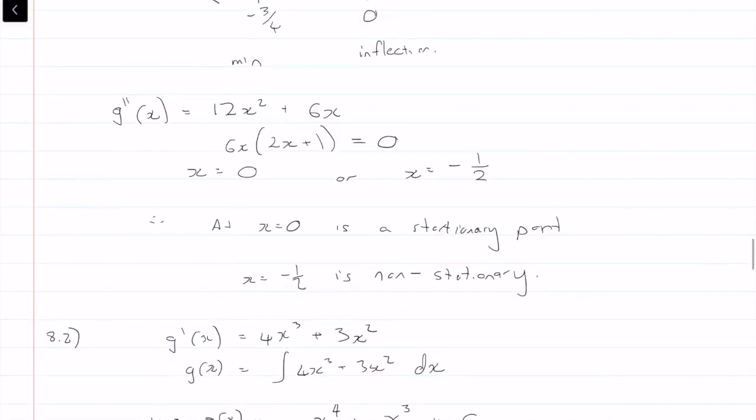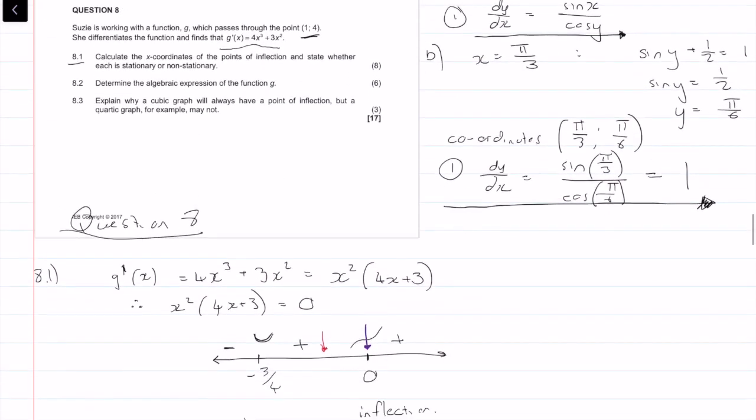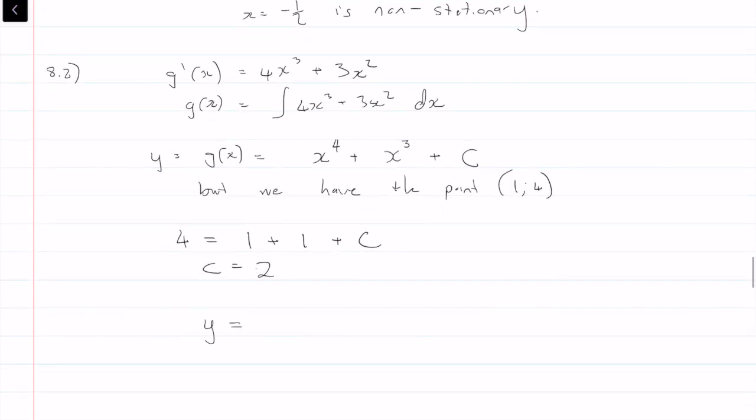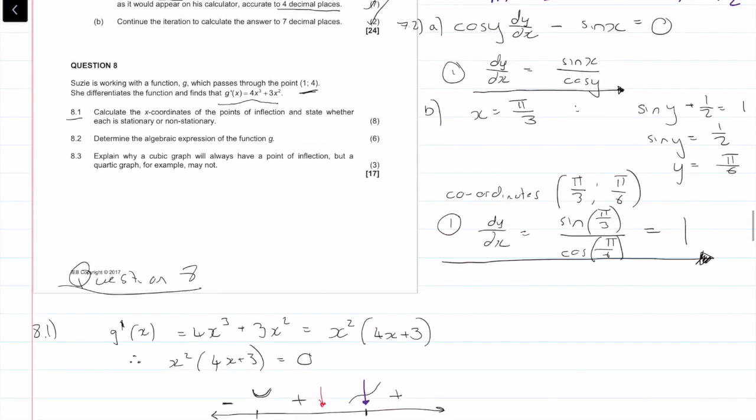So this is also equal to y. Okay, and before we were given a point 1 and 4. So we can now substitute with the point 1, 4. So now we can substitute 4 for our y is equal to x, so 1 to the power 4 is just 1, and 1 to the power 3 is just 1, plus c. So we can say that c is equal to 2. So finally our equation would be y is equal to x to the power 4 plus x cubed plus 2. And that would be the final answer. Okay, and we get ourselves 6 marks for that.